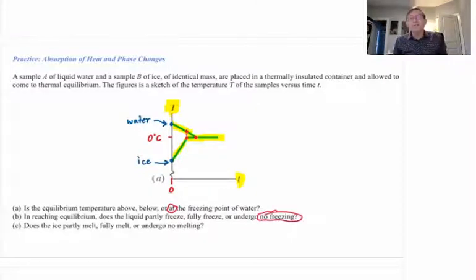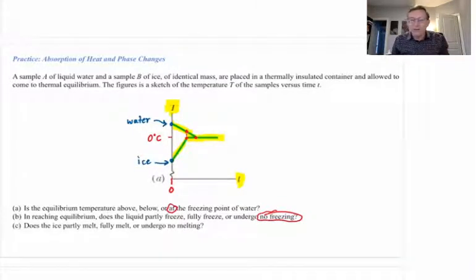It gets right down to the freezing point, but there's no temperature differences anywhere anymore. Okay? So there isn't any more energy exchange. So nothing more can happen to that water. All right, so the liquid, no freezing. Lastly, does the ice partly melt, fully melt, or no melting at all?